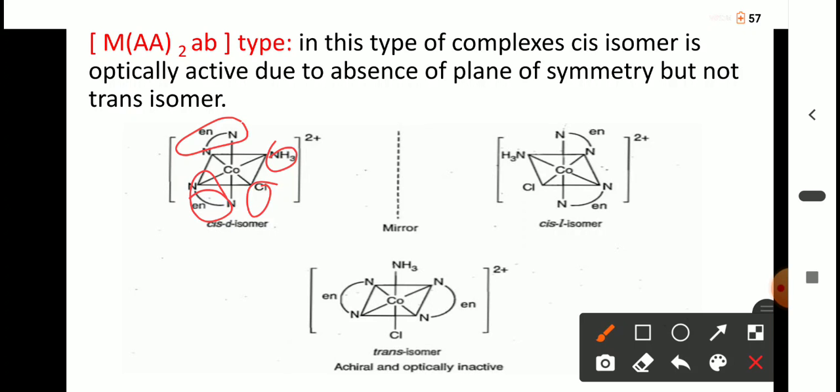We can write it with the central metal atom cobalt. Ammonia and chloride come here, and the ethylene diamine molecules come this side. These are a pair of optical isomers which are non-superimposable mirror images. They are optically active because they do not have a plane of symmetry. When we see the trans isomer, it has a plane of symmetry. When we cut the molecule into two equal halves, we get the same parts. Therefore, they are achiral and optically inactive.